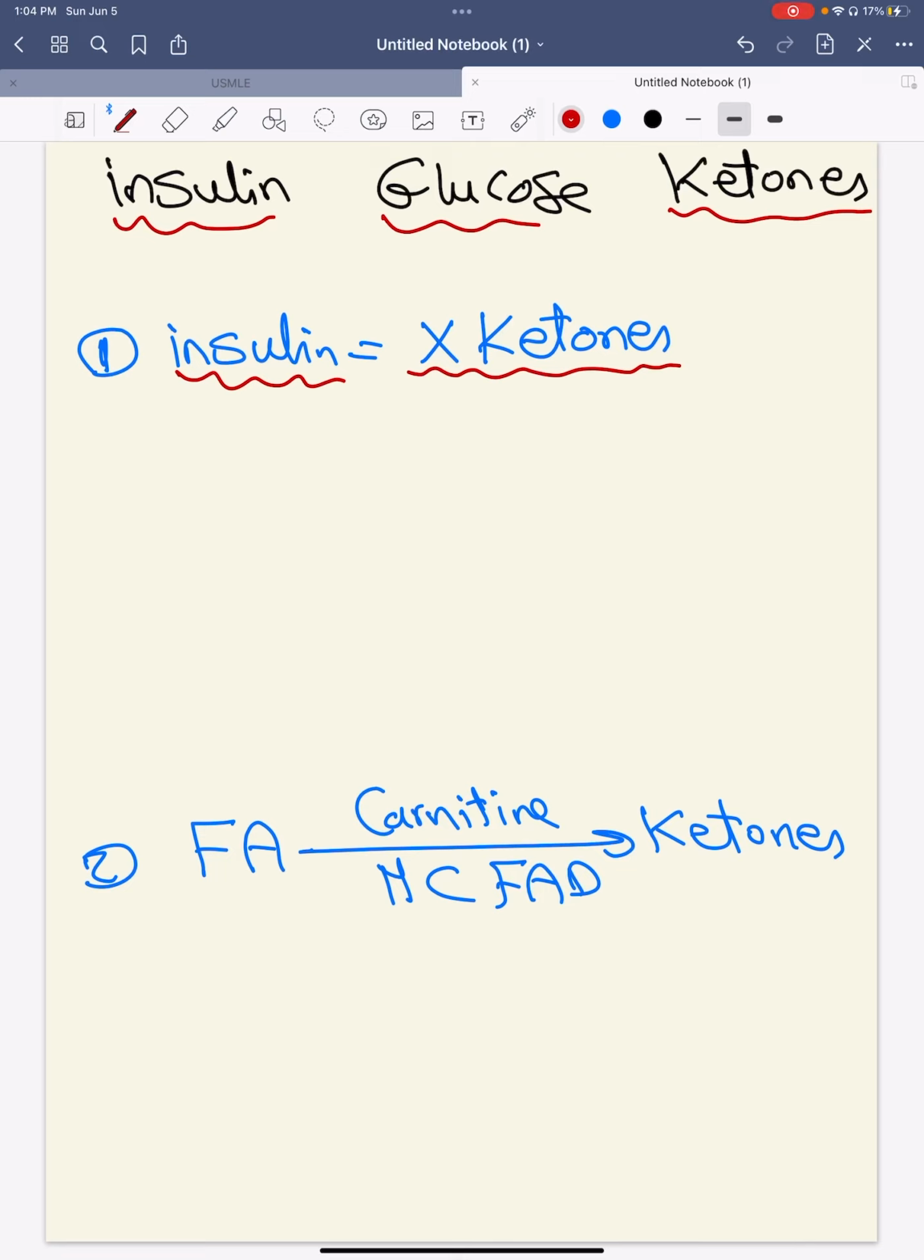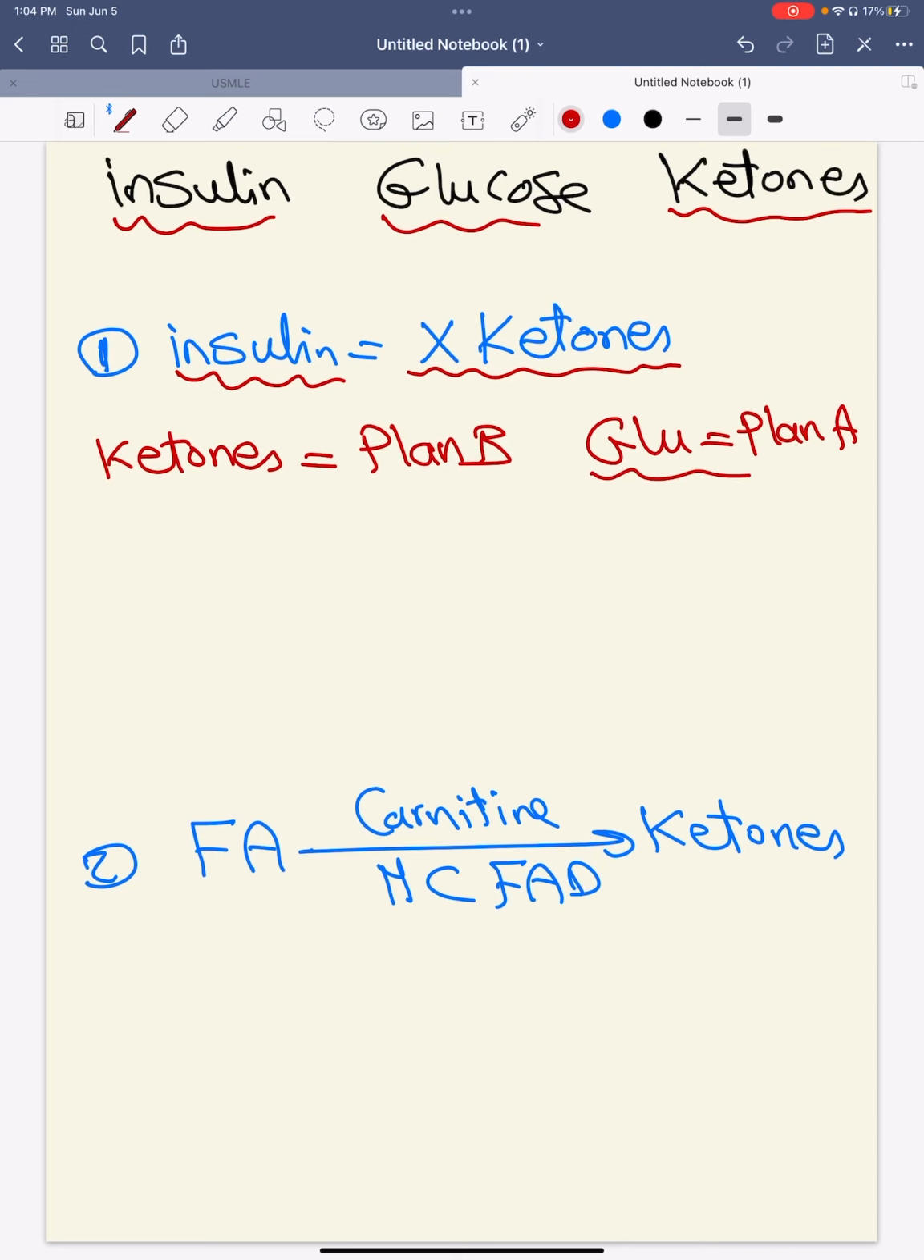So why is that? To explain this equation, you need to know first that ketones are plan B. Glucose is plan A. So what does it mean? Glucose is plan A for the body. Glucose is the primary source of energy for the body, the preferred source of energy. But sometimes you don't have glucose, right? So you need plan B, which is ketone bodies. If you don't have glucose, you can depend on ketone bodies.